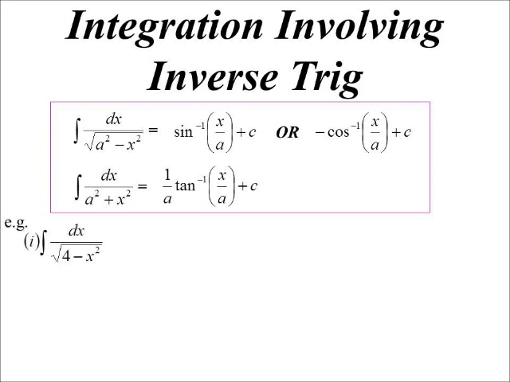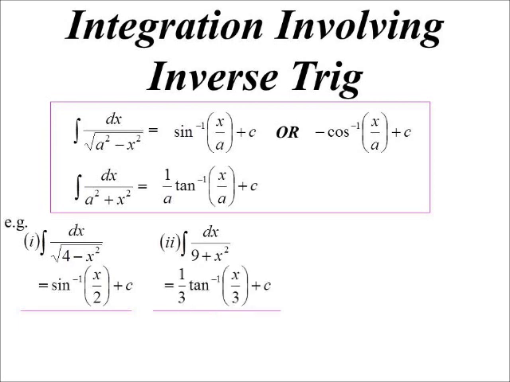So if I see dx on the square root of 4 minus x squared, well then all I really need to work out is what is a. So inverse sine of x on 2. 9 plus x squared, again we'll work out a, but we need 1 on a out the front for inverse tan, so we get 1/3 inverse tan x on 3. Let's do a definite one. Be careful, because a in this case is not 2, but it is the square root of 2.